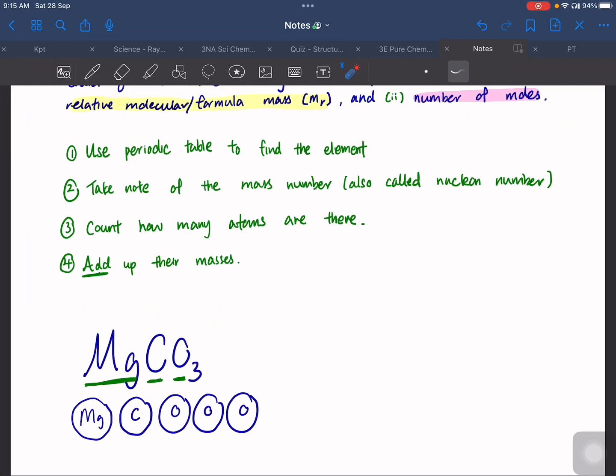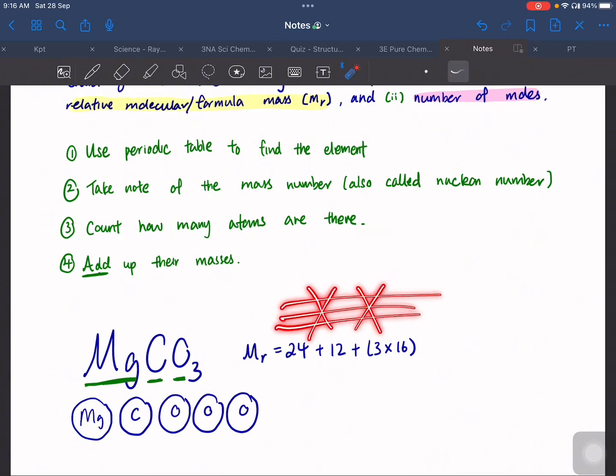So now that you have this, you can count and see that to find the mass, or the MR, it is equivalent to one magnesium, which is 24 just now, one carbon, which is 12 just now, and 3 oxygen. So you should use a 3 to multiply by 16 because each oxygen is 16. Do take note that you're supposed to add up the numbers, not multiply the numbers. Right? That's not what you need to do. You should be adding up the numbers by themselves.